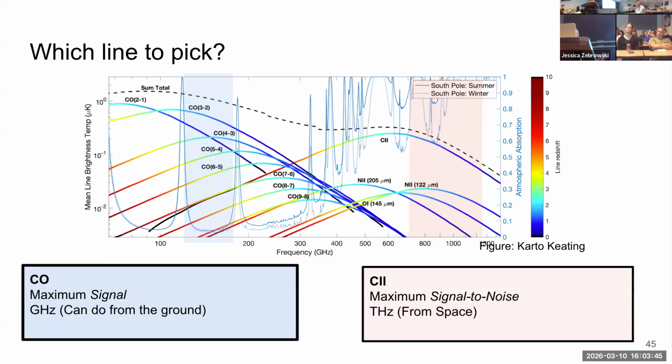The only catch here is this light blue line. So this light blue line on the plot is atmospheric absorption. And you can see that while it's very, very low in the gigahertz, you have these nice windows that you can look through. As you get into the terahertz, you're getting a really high level of atmospheric absorption. So you're having to now do your experiment from space.